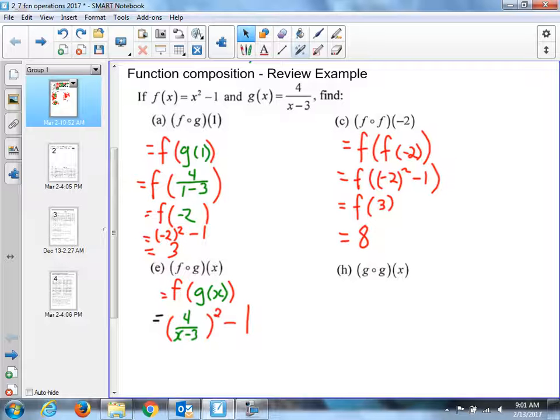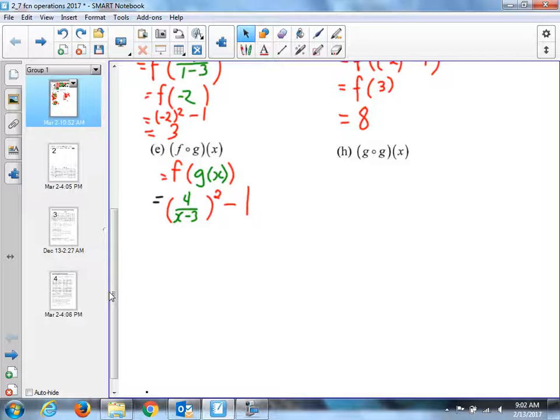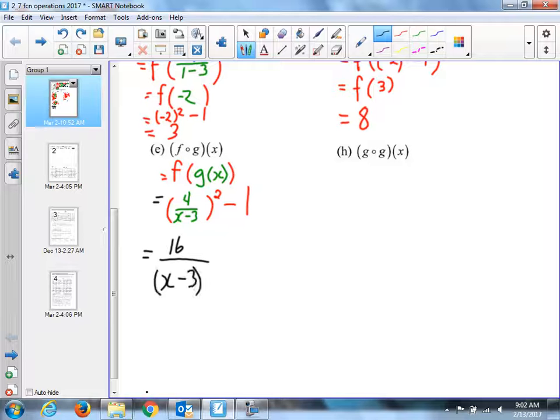Hot diggity dog. I could go to town with that, get common factors and stuff. Hey, why not? I don't want to. Well, I'm going to. 16 on the top, x minus 3 squared. Okay, just distributing the square, right? Now, minus 1. We need a common denominator. This is x minus 3 squared over x minus 3 squared.